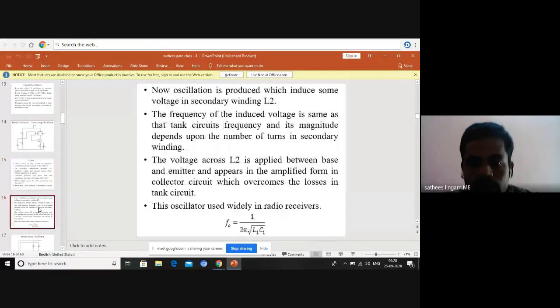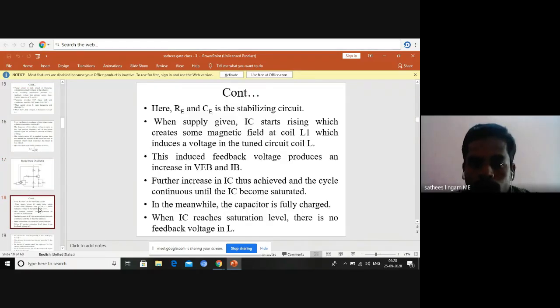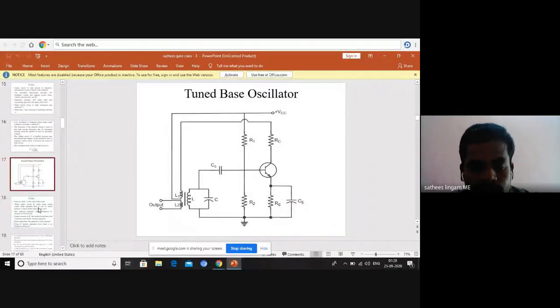Then the second kind of oscillator is the tuned base oscillator. Here RE and CE form the stabilizing circuit. VCC is getting connected, with the voltage divider R1 and R2, along with L1. Then L2. There are two.